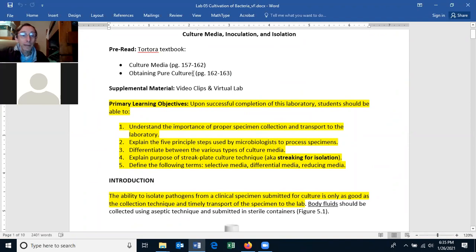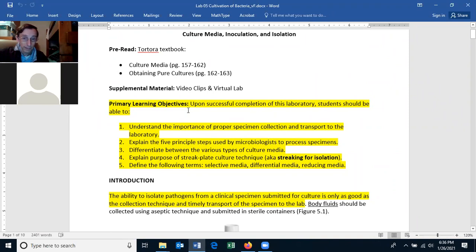So there's a little bit of reading, but not much to this lab. So pre-read pages 157 to 162 and 162 to 163, culture media and obtaining pure cultures. There is some supplemental material in this lab, video clips, and a virtual lab.